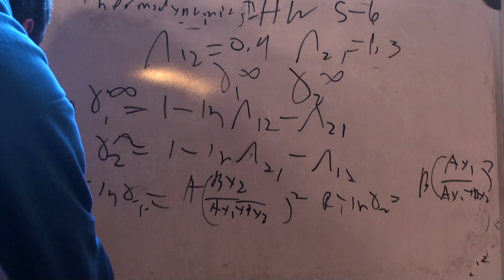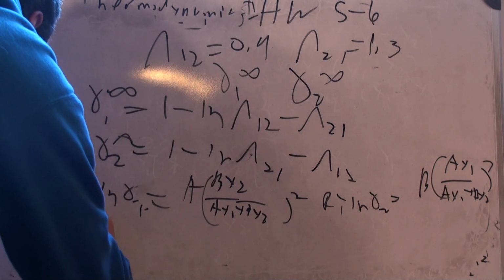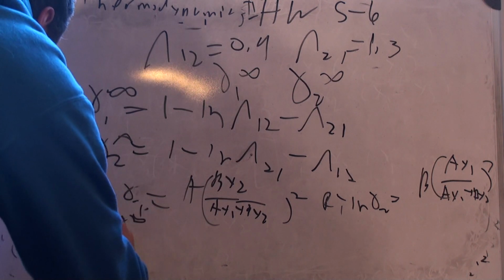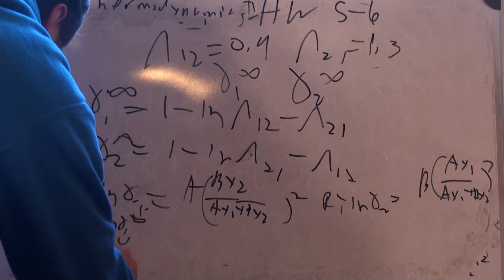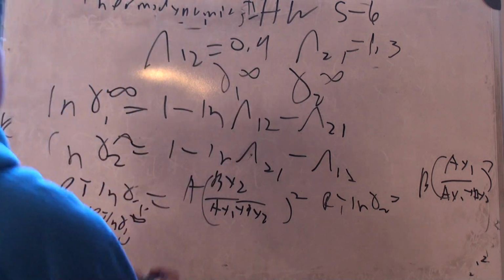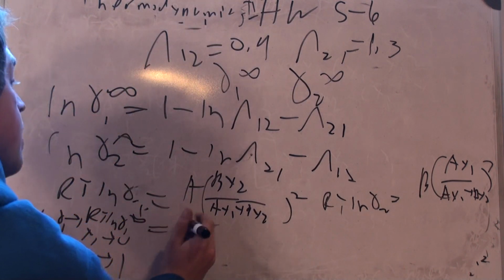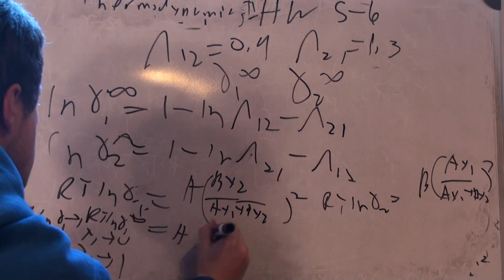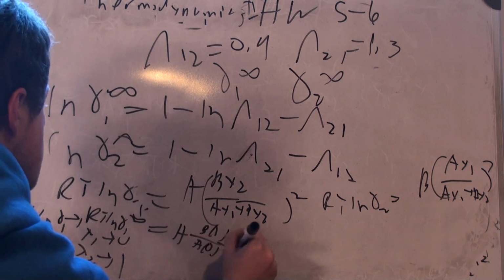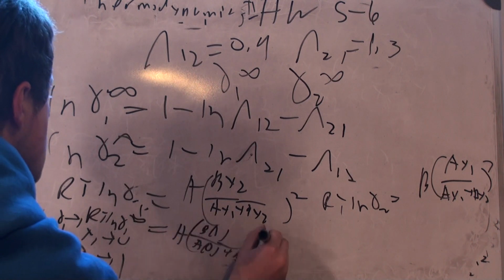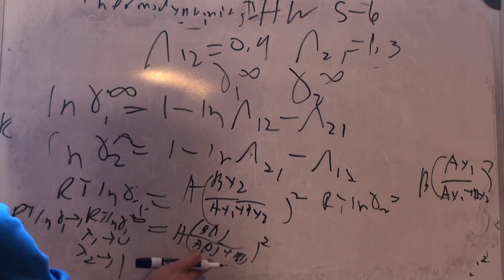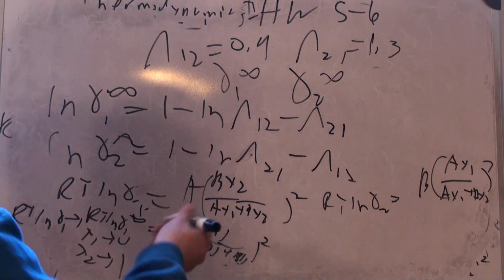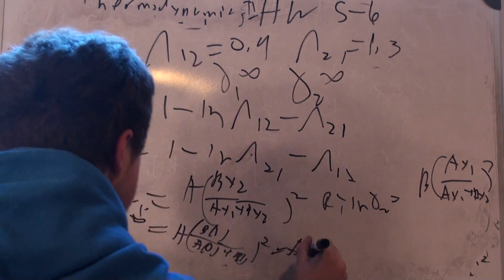I say, well, RT natural log of gamma 1 goes to RT natural log of gamma 1 infinity as x1 goes to 0, which means x2 goes to 1. And then I plug things in. Okay, so this one, I've got A times B times 1 over A times 0 plus B times 1, quantity squared. Well, A times 0 is 0, B times 1 is B, B divided by B is 1, 1 squared is 1, so that equals A.